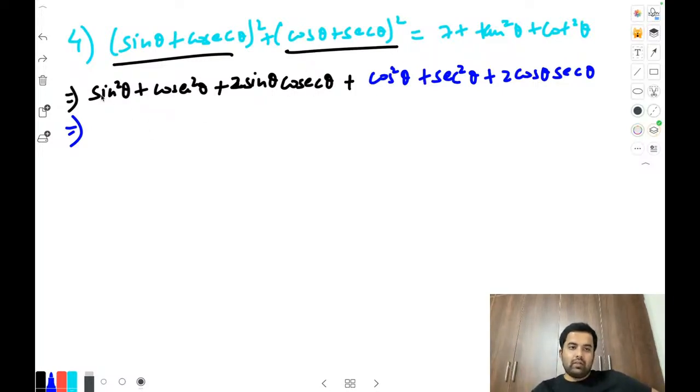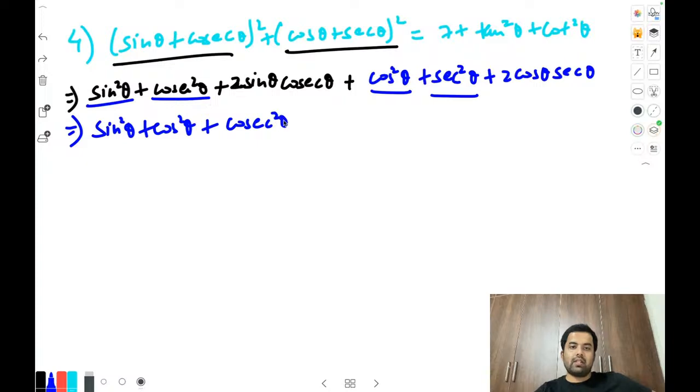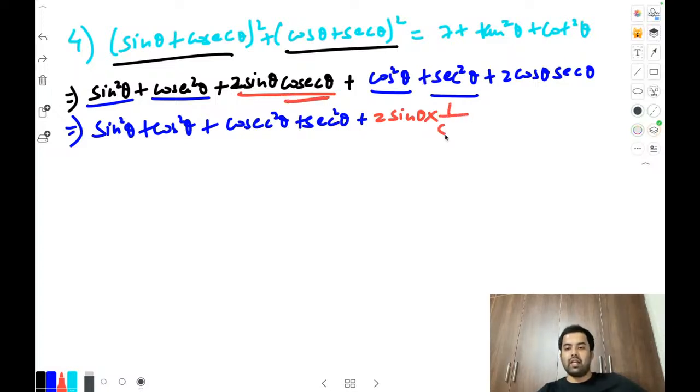Next part we can do, we can take sin square and cos square together. Okay. And cosec square and sec square together. We are just arranging this. Okay. Now this part, let me mention this part, we are writing like this: sin theta into, can we keep in the place of cosec its reciprocal? Here I'm mentioning it. Sin's reciprocal is what? 1 by cosec. So that we kept.